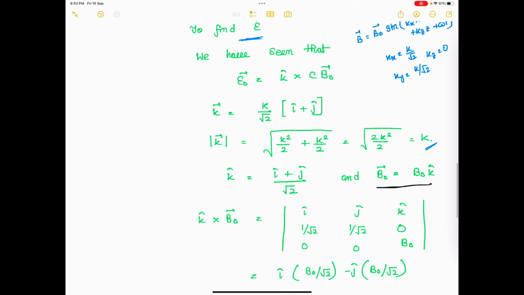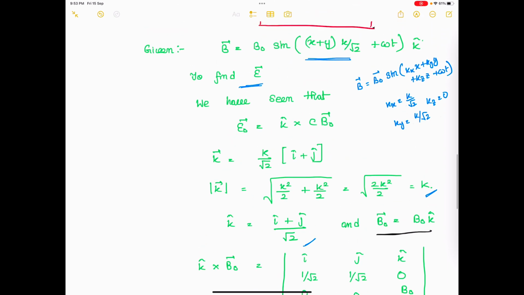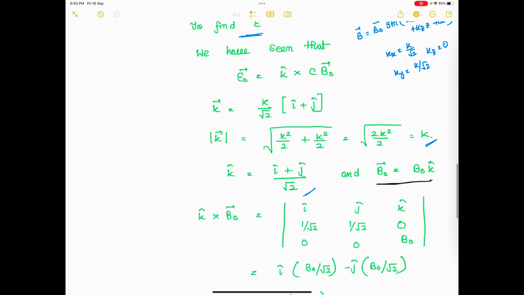K cap becomes therefore K divided by mod K. K is already written as k by root 2 (I cap plus j cap) divided by k. So k cancels out, and it becomes (I cap plus j cap) by root 2. B naught on the other hand is given to be B naught into k cap. Therefore B naught is equal to B naught k cap.